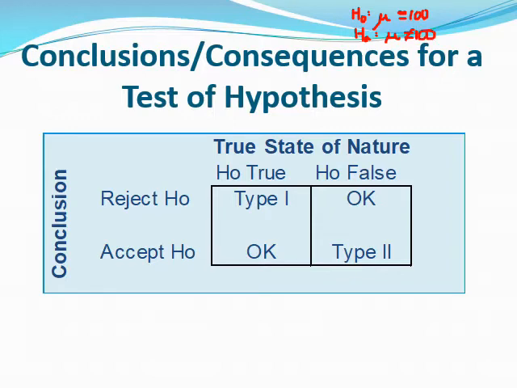Okay, so somebody wants to show that the mean differs from 100. The null hypothesis, what we're going to assume true, is that the mean is equal to 100. Now, here's the problem. We don't know what the truth is because we can't sample the entire population. It's too costly. And so what we do is we take a sample.